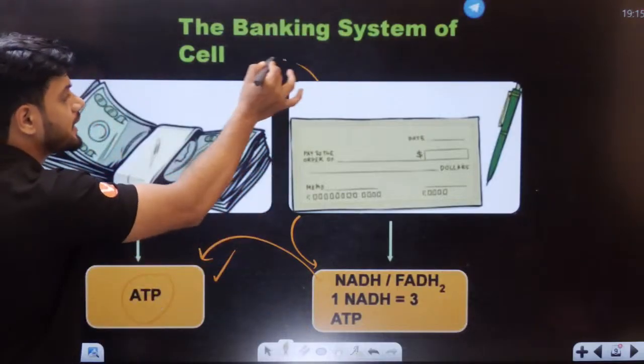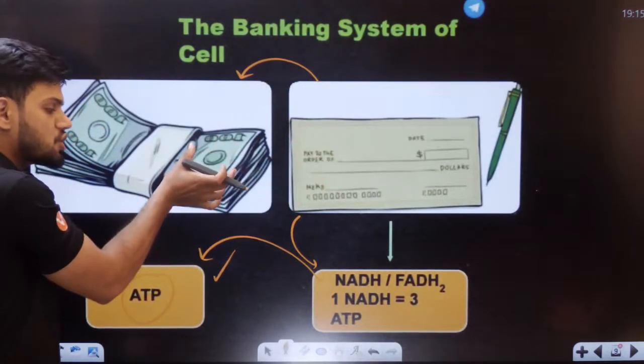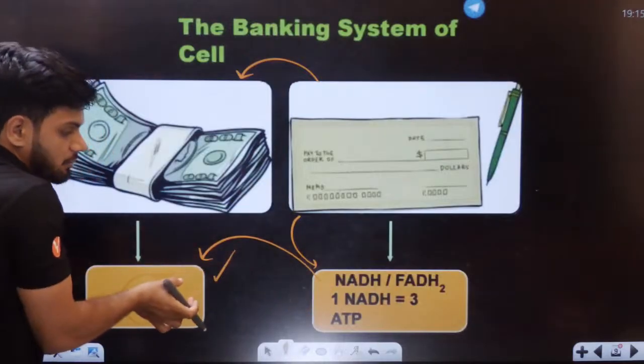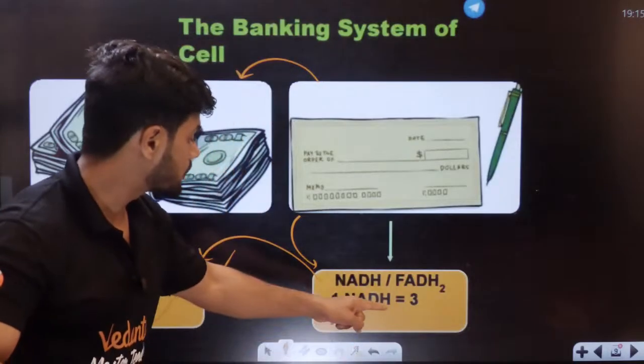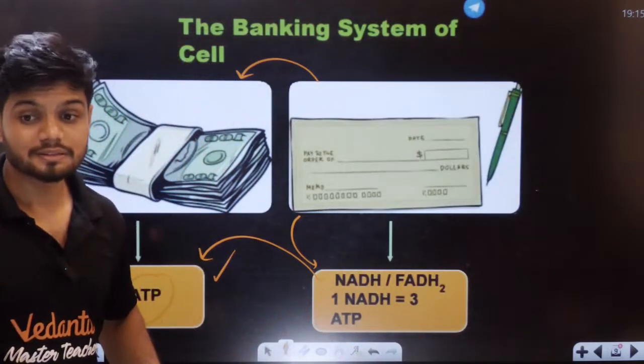From FADH2 you can get ATP. From NADH you can get ATP. Now from one NADH you can get 3 ATP.